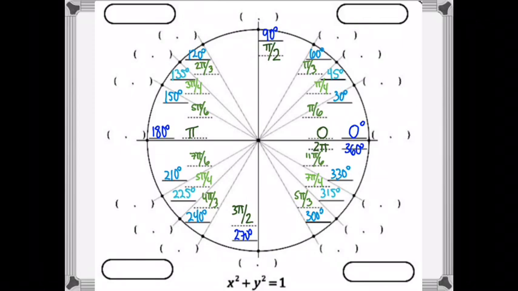Our next video is going to tackle how to fill in all these parentheses and use them to evaluate trigonometric ratios. So I'll see you in that next video.